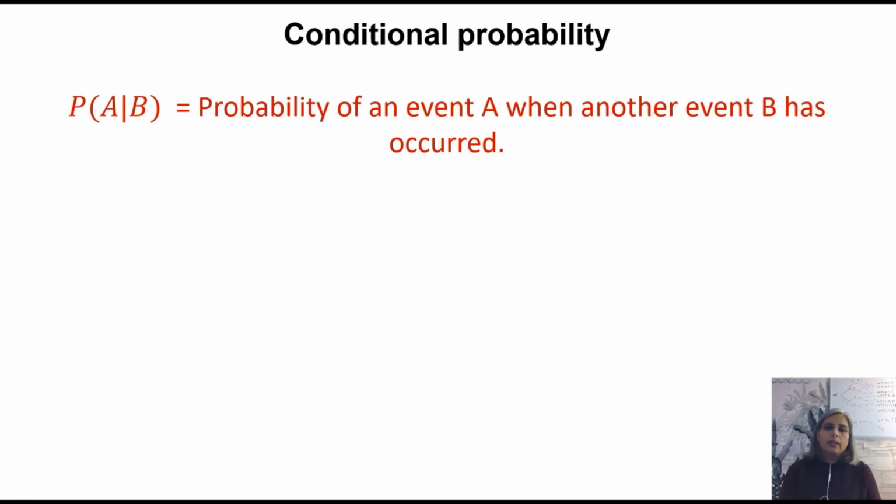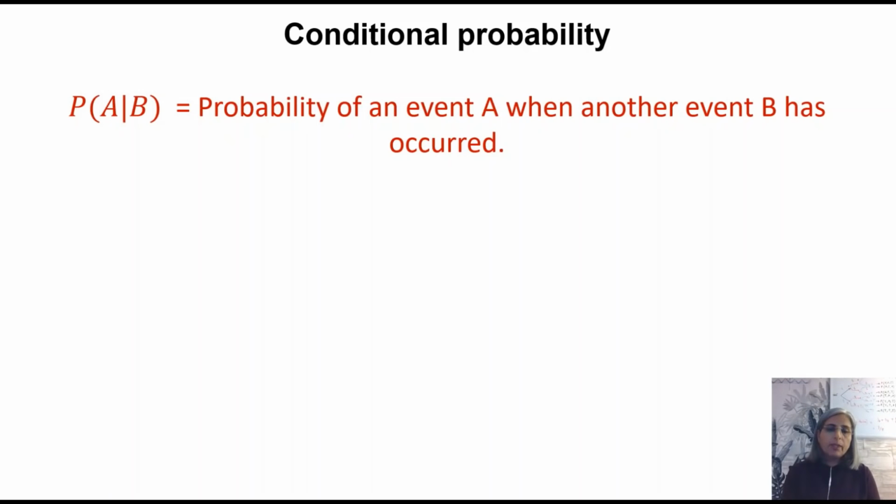The next topic of my discussion today is about the conditional probability. And the conditional probability is the probability of an event when it is subject to some condition that another event B has occurred. And we interpret it by saying probability of A given B, which means we are talking about the probability of the event A when some other event B has already occurred.